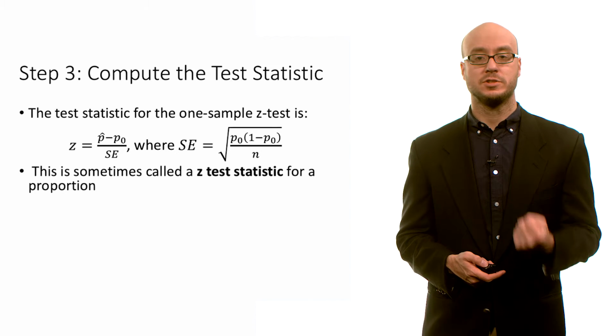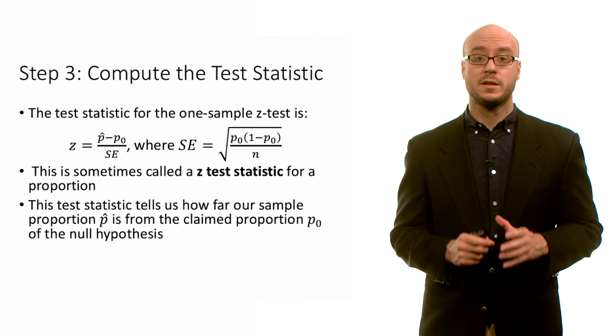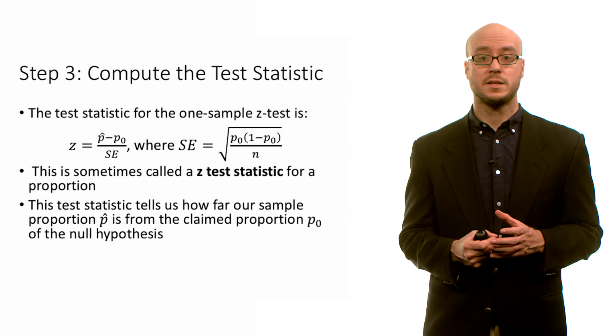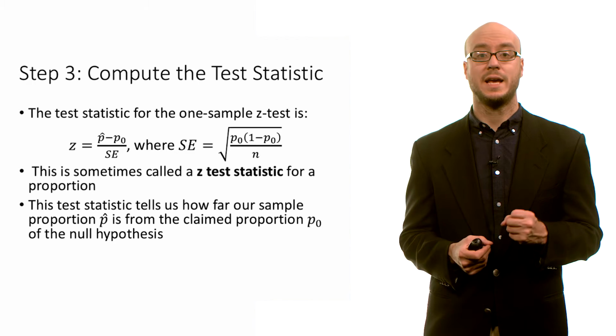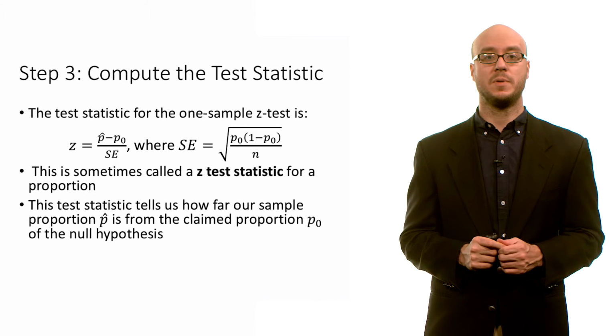Again, this is just called a z-test statistic for a proportion. Just like with the mean, this test statistic tells us how far a sample proportion p hat is from the claimed proportion p subscript 0 of the null hypothesis. To put it another way, one way to think about a hypothesis test is that p subscript 0, that claimed value of the population proportion, we assume that's true. So we assume that the sampling distribution is centered around that claimed value of the population proportion.